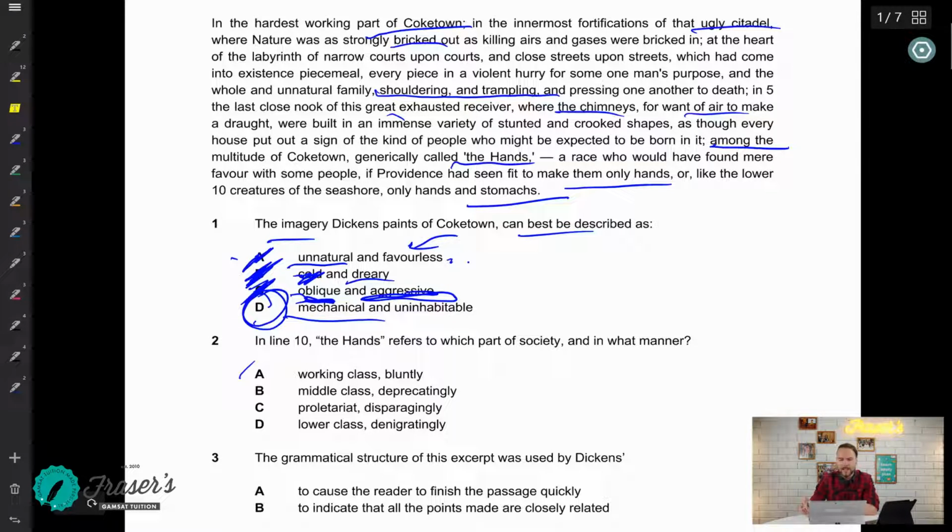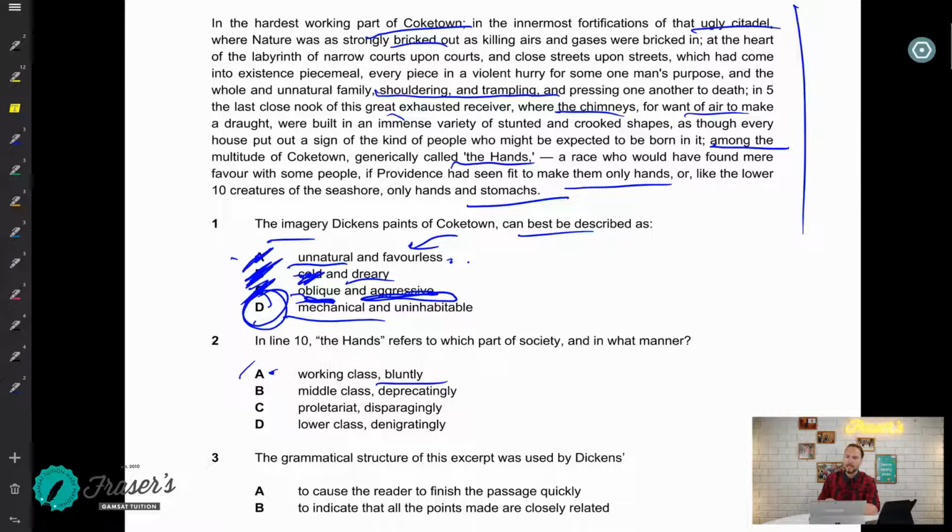So A, working class and bluntly. Does Dickens describe the working class in a blunt way? Well, we know that it's a very working class industrial town, so they probably are working class. And bluntly, is it blunt? I would say it's kind of diversionary. It moves through a lot of description, a lot of hyperbole. So I think bluntly is a problem. So let's put a dot there, sort of knocking out A.